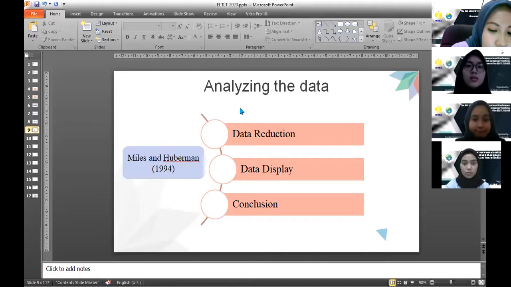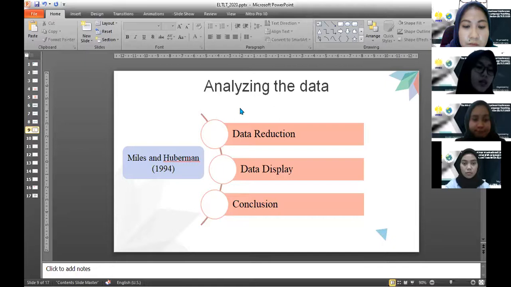And this is for analyzing the data. The researcher uses the Miles and Huberman theory in 1994, which has steps for analyzing the data. The first one is data reduction. Data reduction is the process of selecting, focusing, simplifying, abstracting, looking at the themes and patterns, and also discarding the unnecessary, as stated by Miles, Huberman, and Saldana 2014.